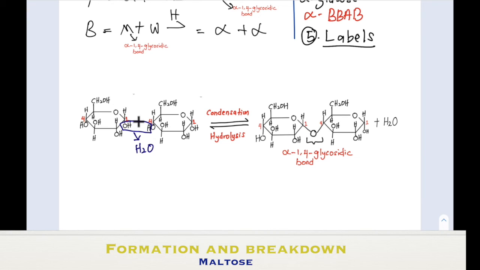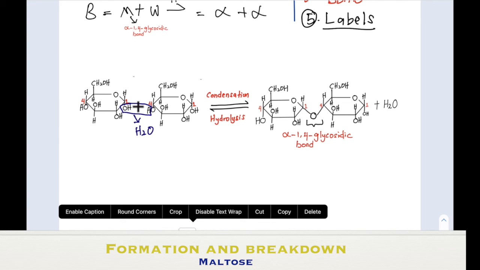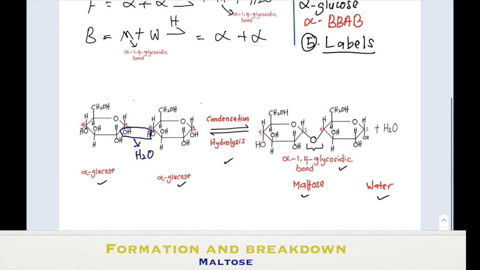Now step number 5, we label all of the components of the formation and breakdown of the maltose. So we begin with glucose. And then the product is maltose and water. So we have 2-alpha glucose. The process is condensation and hydrolysis, and the product is maltose and water, and we have the bond. So make sure all of the components are in place.